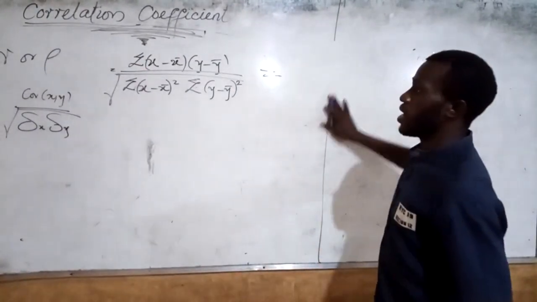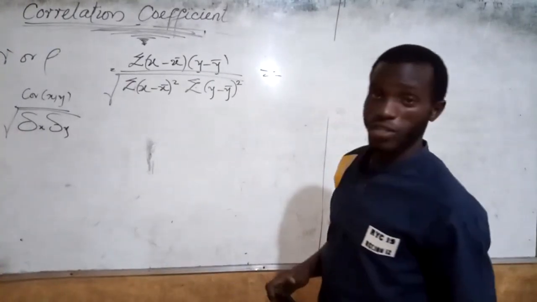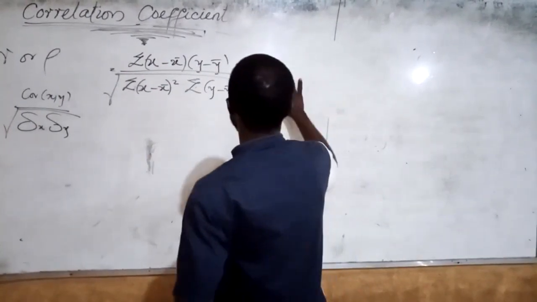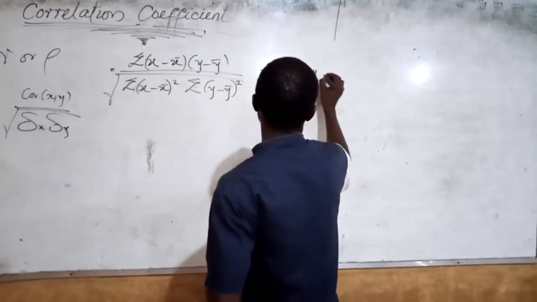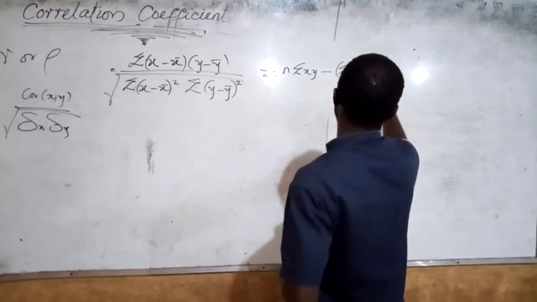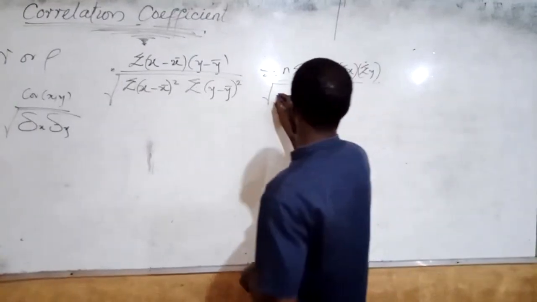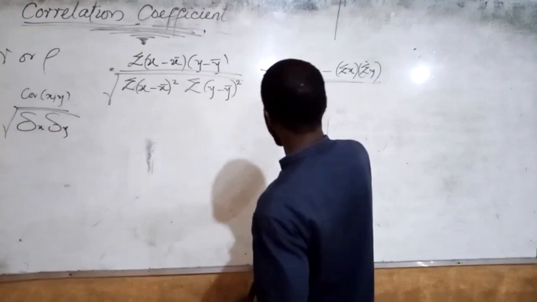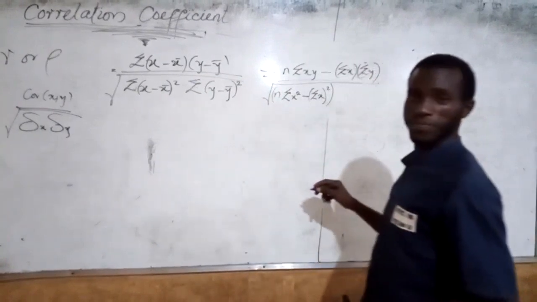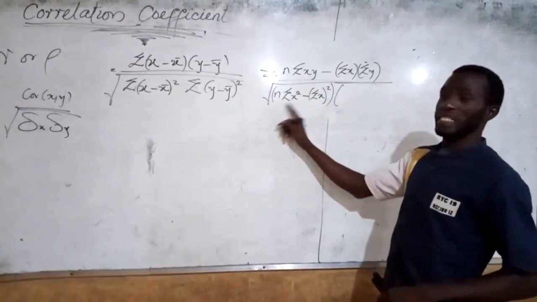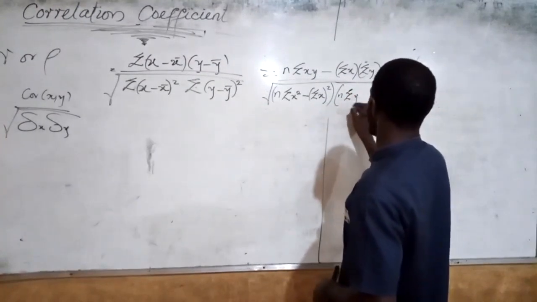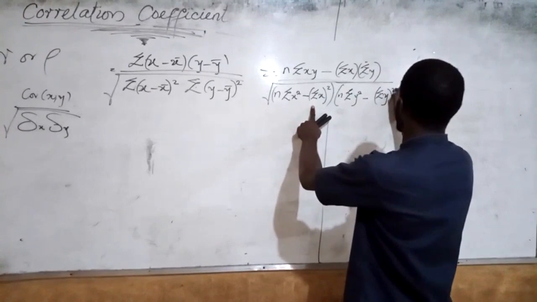I did establish in the last video, where I introduced the correlation coefficient, an introduction to correlation, that this formula is the same as n summation xy minus summation x summation y, all over the square root of [n summation x squared minus (summation x) all squared], multiplied by the same thing for y, where we basically change the x to y: [n summation y squared minus (summation y) all squared].